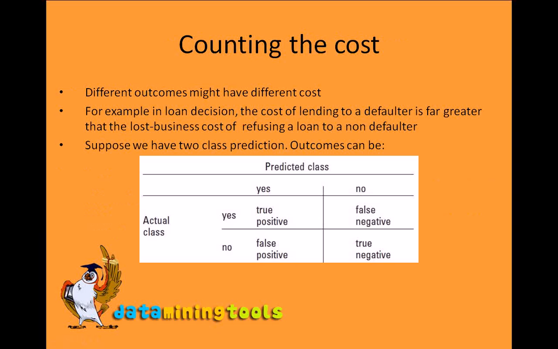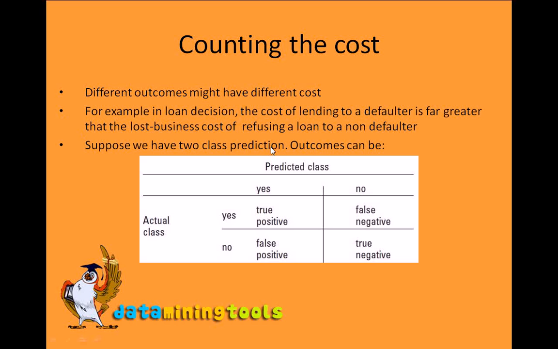Now we come to counting the cost. We just talked about how an algorithm can have different outcomes and it can have different types of error, but each outcome might have different cost as well. For example, if we talk of a loan decision, the cost of lending to a defaulter is far greater than the lost business cost of refusing a loan to a non-defaulter. So this is one of the examples where cost plays a crucial role, and therefore it makes sense to include the cost in either the training part or in the testing part.